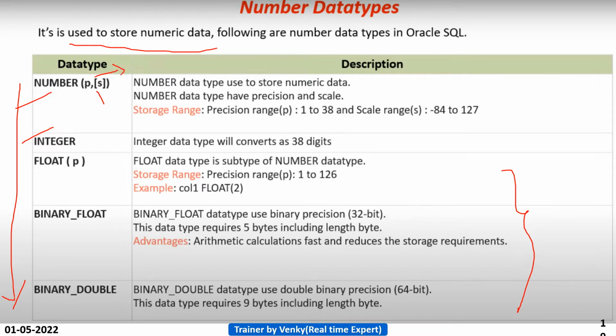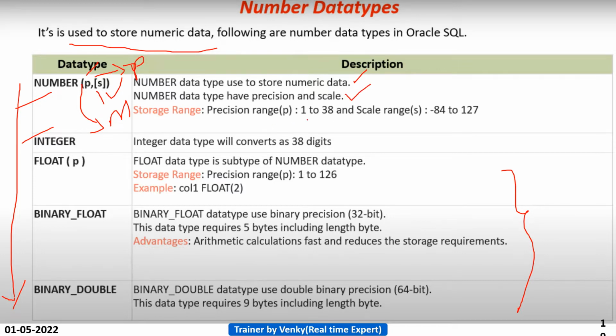Why have we used these brackets? These square brackets indicate optional, whereas these parentheses indicate mandatory. So precision is mandatory and scale is optional for the number data type. The number data type is used for numeric data, and it has precision and scale.